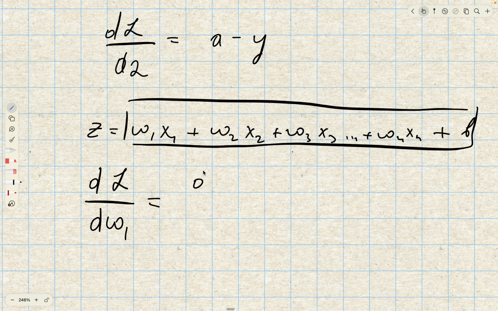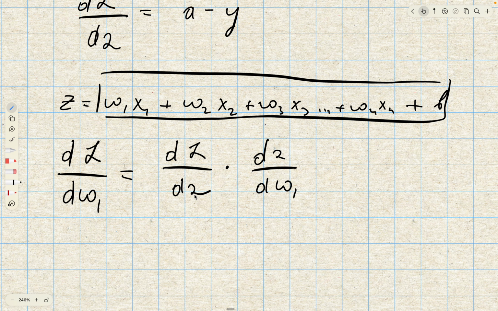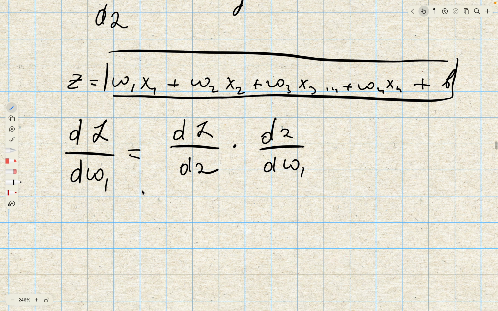it is dL/dZ multiplied by dZ/dV1, because these dZ's cancel out and we are left with the derivative of the loss function with respect to parameter V1. Now let's calculate this. We already know this, which is A minus y. And what about this?